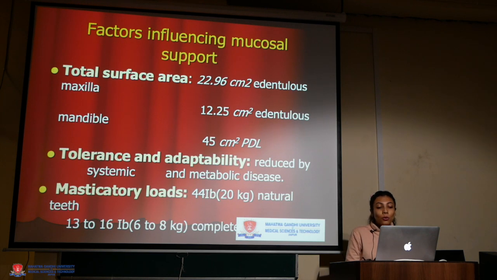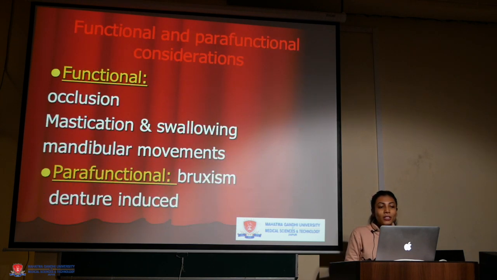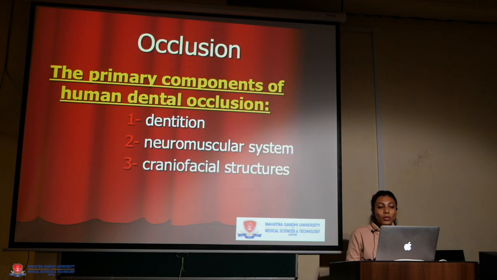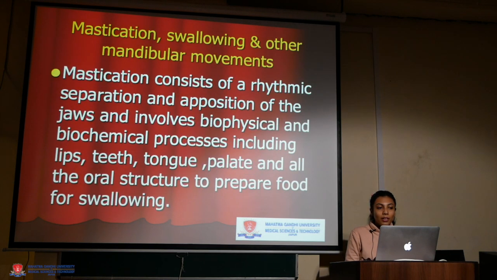The masticatory load for natural teeth is 20 kg. Functional and parafunctional considerations. In functional, there are occlusion, mastication and swallowing, and mandibular movements. In parafunctional, bruxism due to denture. In occlusion, the primary components of dental occlusion are dentition, neuromuscular system and craniofacial structures. Mastication, swallowing and other mandibular movements.